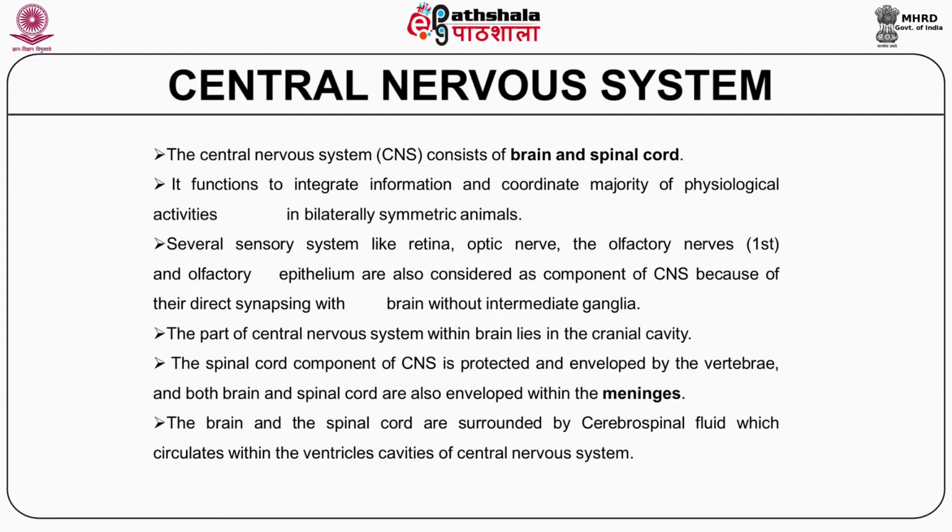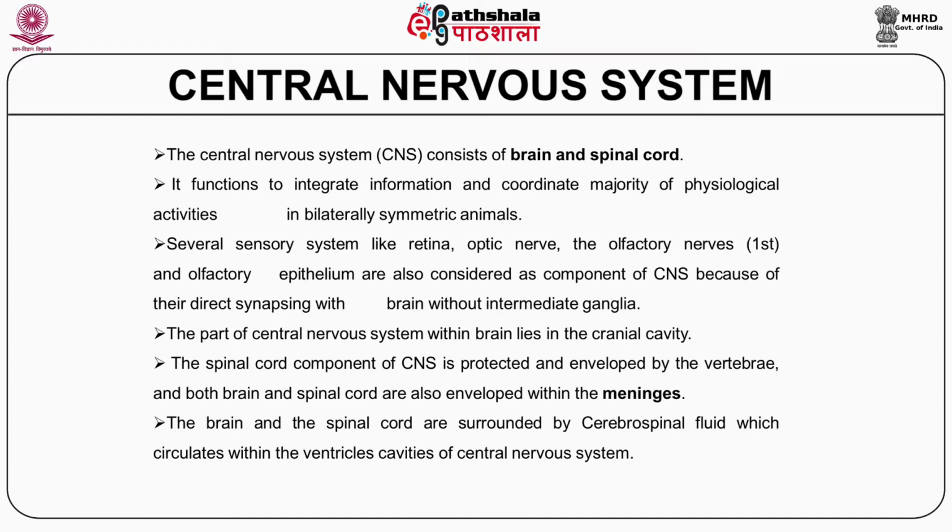The central nervous system consists of brain and spinal cord. It functions to integrate information and coordinate the majority of physiological activities in bilaterally symmetric animals. Several sensory systems like the retina, optic nerves, olfactory nerves and olfactory epithelium are also considered components of the central nervous system because of their direct synapsing with the brain without any intermediate ganglia.